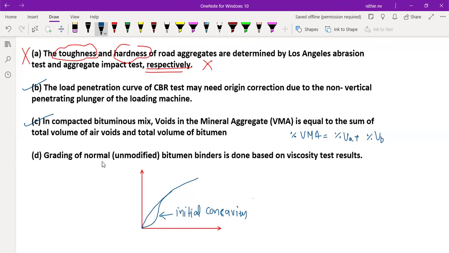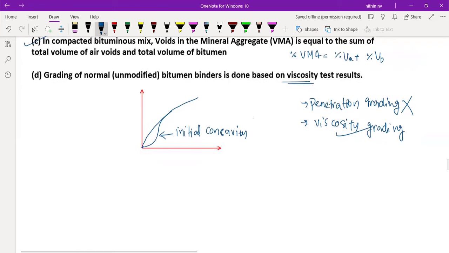The final statement: grading of normal bitumen binder is done based on viscosity test results. Yes, this is also true. We know for grading we have the penetration test, which can also be used actually, and also the viscosity test. The penetration grading was the previous practice. Nowadays we have replaced that penetration grading with the viscosity grading. This is what we are using right now, and we have 4 grades, VG 10, 20, 30, and 40. So this statement is also absolutely correct.